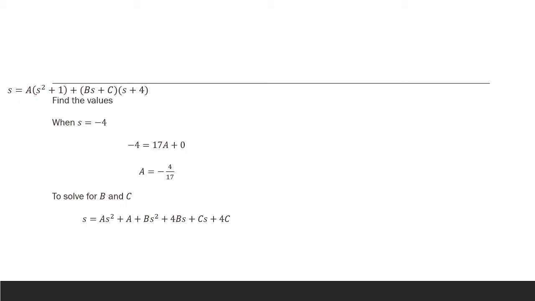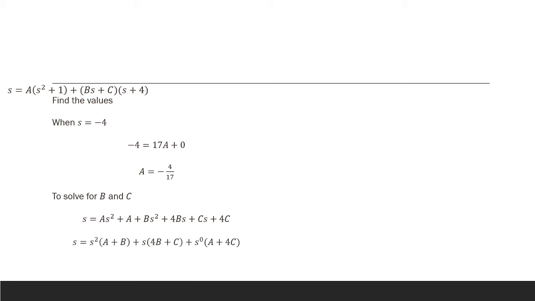So distribute natin para makuha natin yung nakamultiply sa mga respective coefficients nila. So we will have S is equal to AS squared plus A plus BS squared plus 4BS plus CS plus C. So dinistribute lang natin yan.